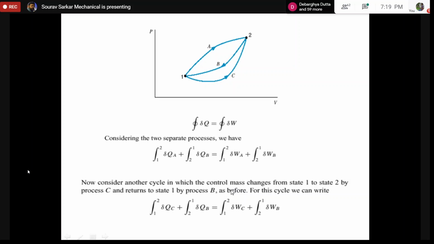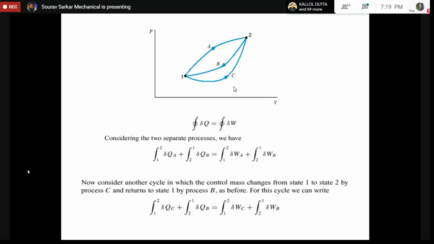Any doubt up to this much? Should I repeat once again? So here I am considering two cycles. The first cycle has two paths, A and B, and for the second cycle you have two paths. One is B, another one is C. Any doubt? Is it okay? Yes, sir. Okay.